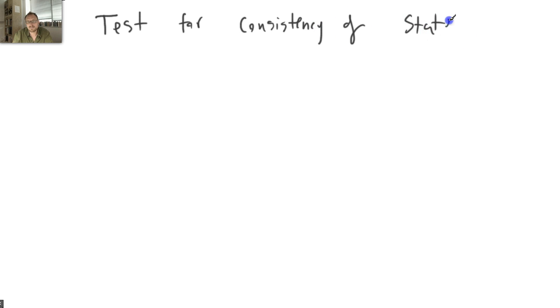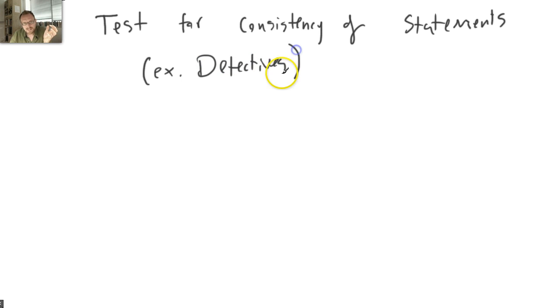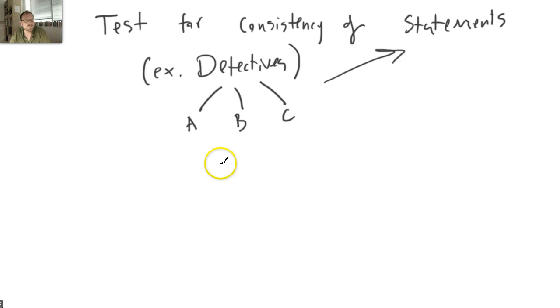And here, just to give you an example, let's imagine that we are detectives, right? And we're trying to solve a murder case. And we have three different witnesses: witness A, witness B, and witness C. Each of these witnesses has given us specific statements about what they saw in terms of the murder, right?